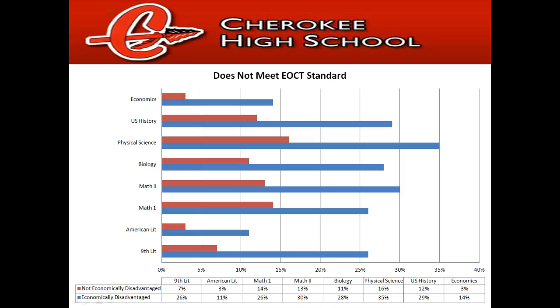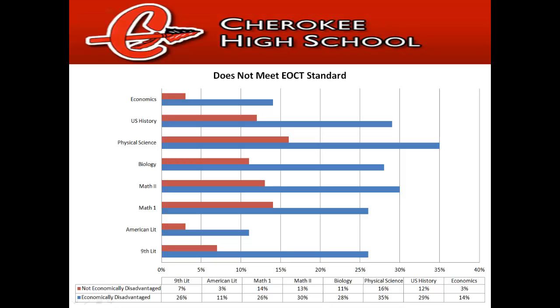Math 2, 13% did not meet. Math 1, 14% did not meet. American Lit, only 3% did not meet. And 9th Lit, 7% did not meet. Comparing that to our economically disadvantaged students, there is a drastic difference between the scores. In 9th grade Lit, 26% of the economically disadvantaged students did not meet the standard.